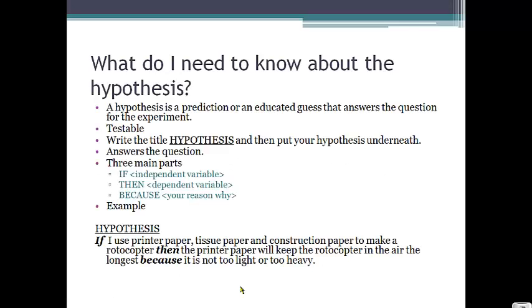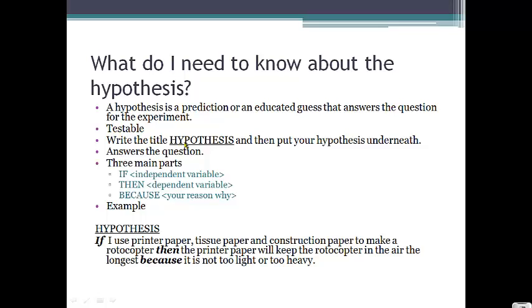After your question, you need to have a hypothesis. If you don't know, a hypothesis is basically just an educated guess or a prediction that answers your question. Okay? So you're going to make an educated guess as to what the answer to the question for the lab is. Okay? Your hypothesis must be something you can test. Okay?